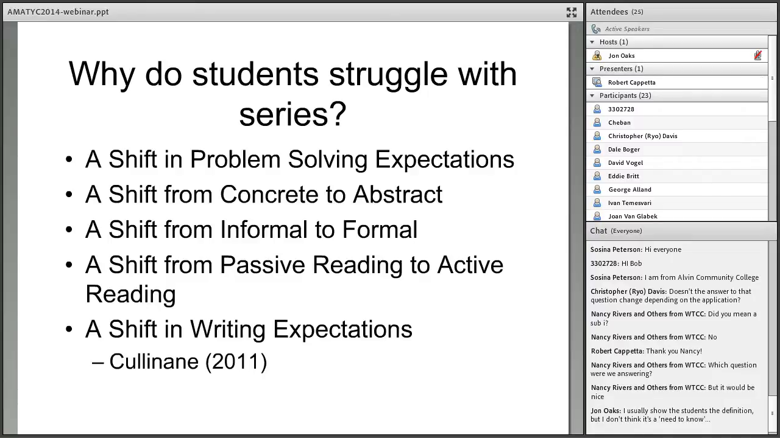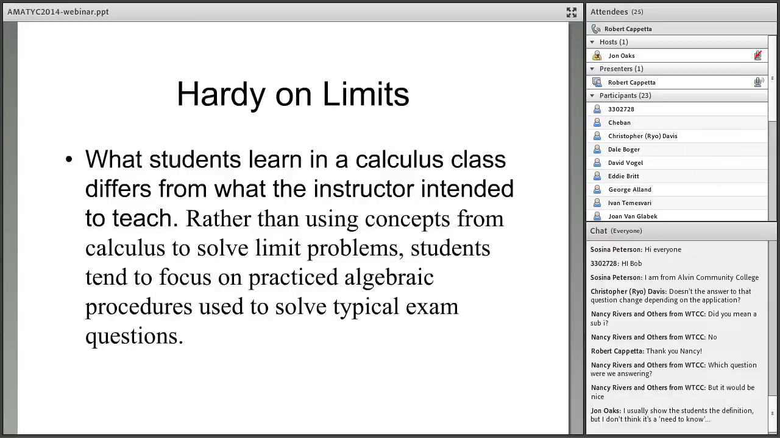If you ask a student to determine whether a series converges or diverges, in essence, that student is writing a proof. Cullinane says the type of reading is different. How students read these sorts of things with series is different than they're used to doing in terms of just following procedures. And how you write up one of these problems is different. So that's what was found by Cullinane.